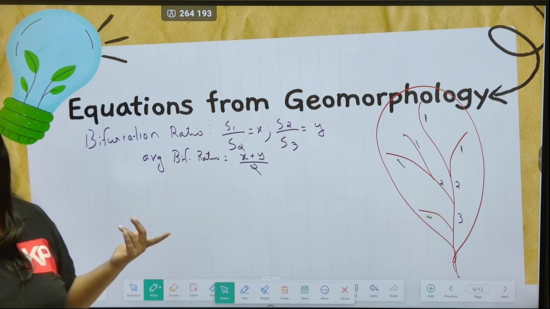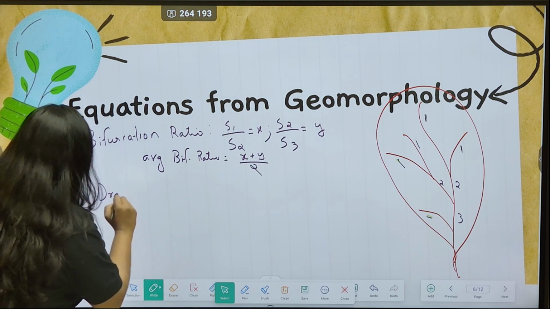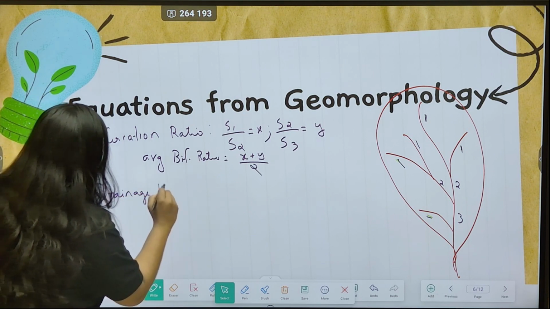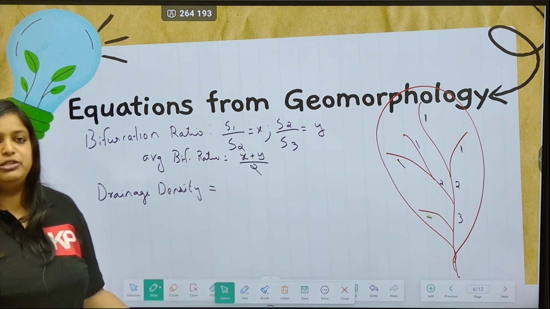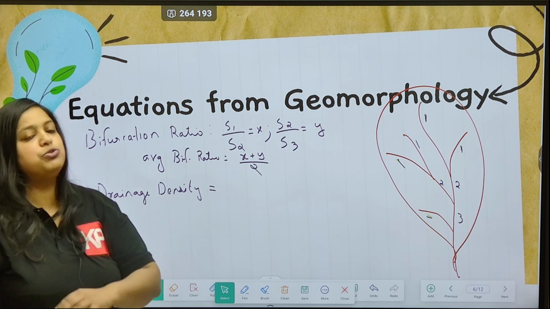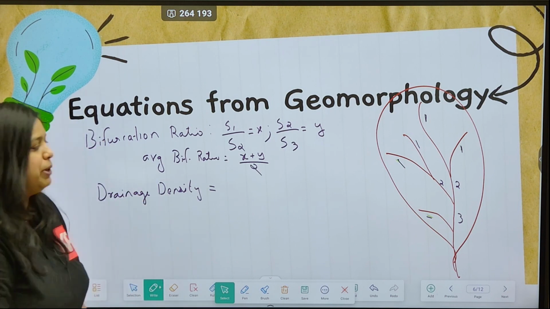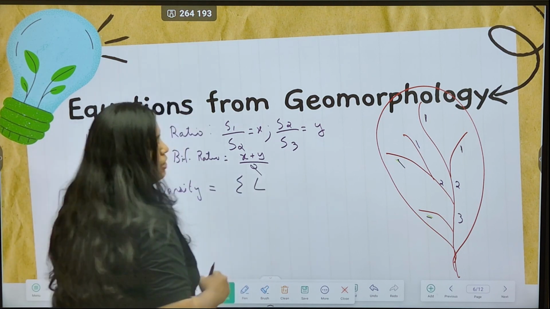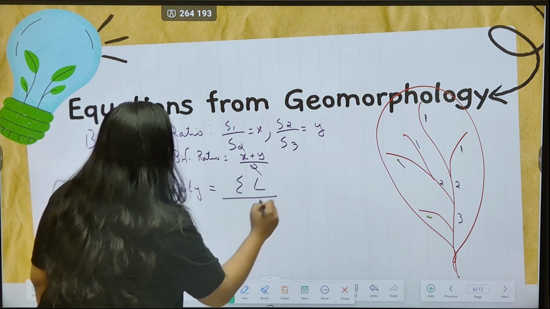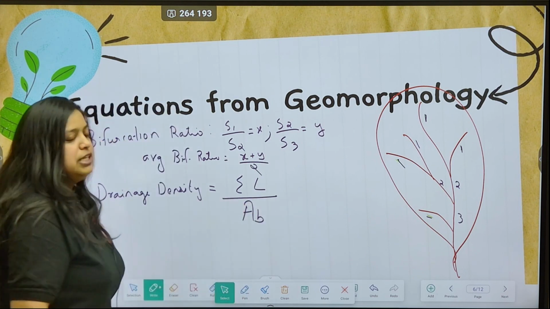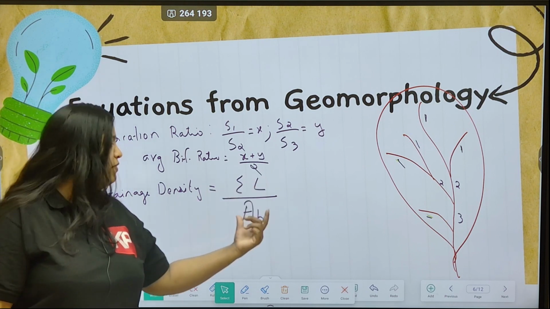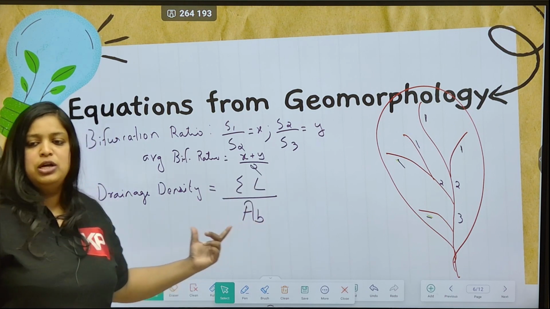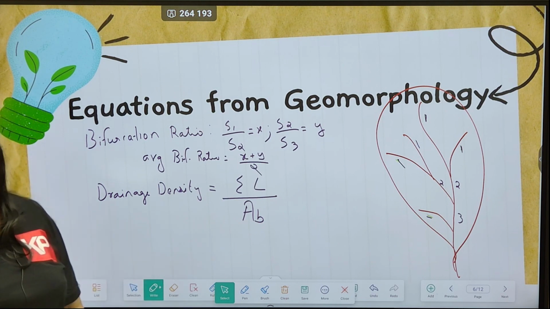Now other than that, the next question is to calculate the drainage density. I am only discussing important equations over here; there are more equations related to geomorphology. Drainage density is calculated by the summation of the total length of the streams in a drainage network divided by the total drainage basin area. This ratio is what we call the drainage density. I hope drainage density and bifurcation ratio are clear.